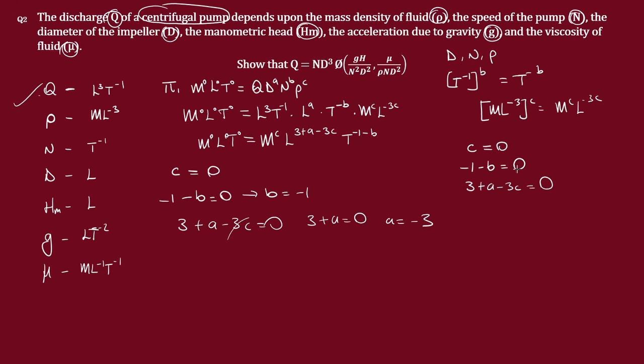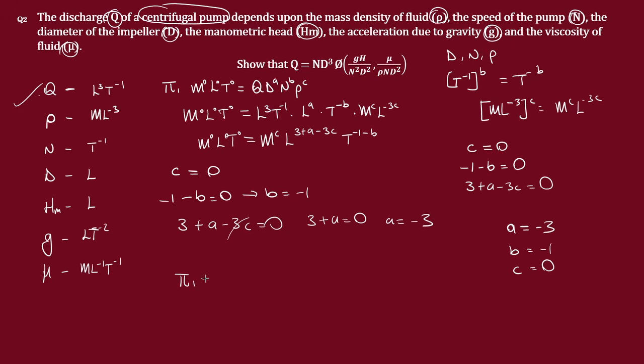A is equal to negative 3. So we have our exponents for the first pi term. A is going to equal minus 3, b is equal to negative 1, and c is 0. So what does it mean when we have an exponent of 0 for our pi term? That means whatever variable is associated with it disappears entirely.